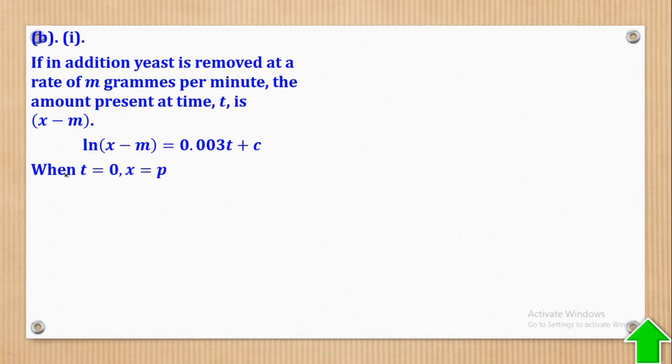So now we shall use the initial condition still, which is given: when t is equal to 0, x is equal to p. Therefore, come and substitute for x here and also for t there. In that case, c is equal to ln of that.